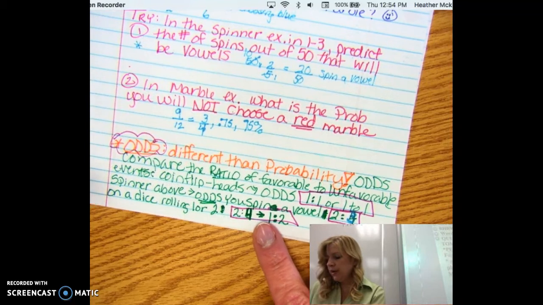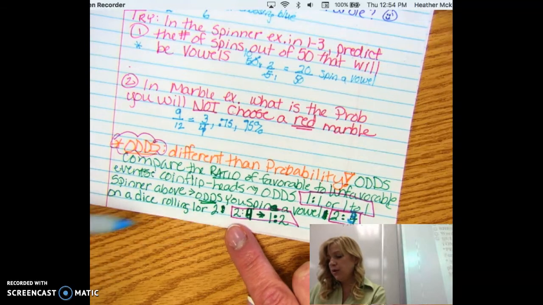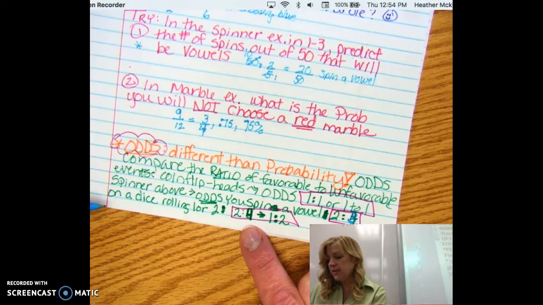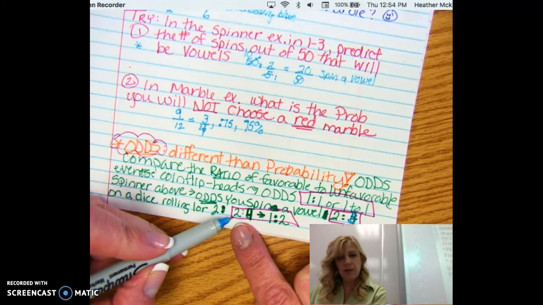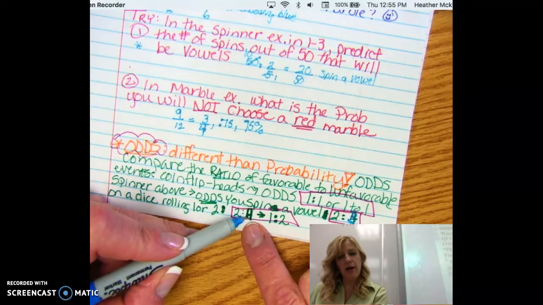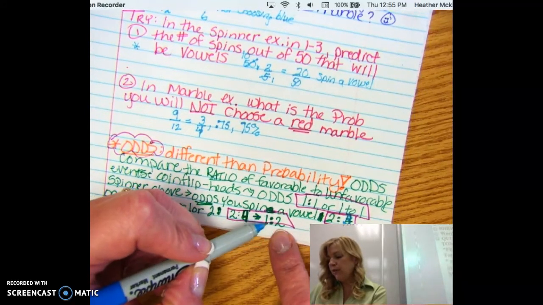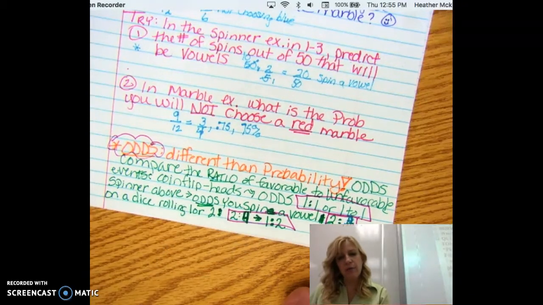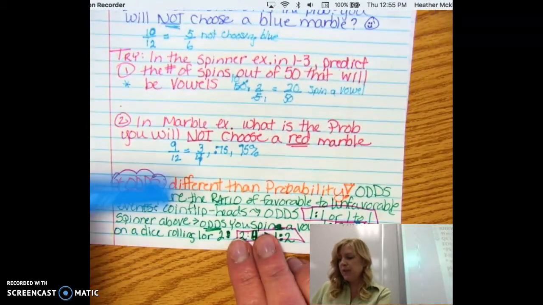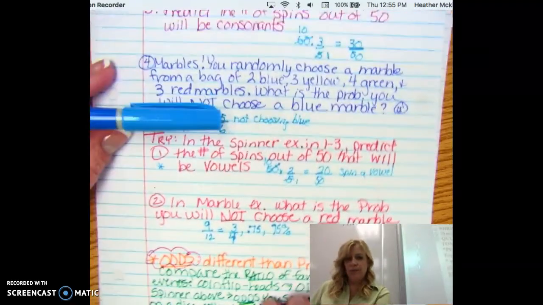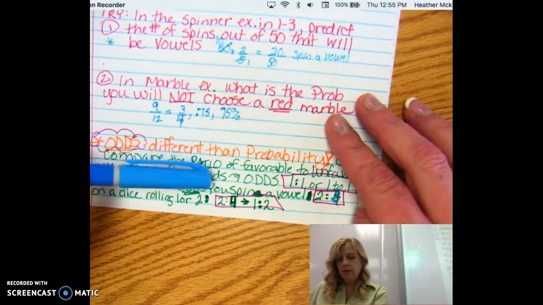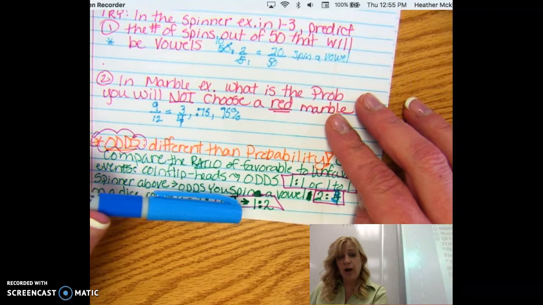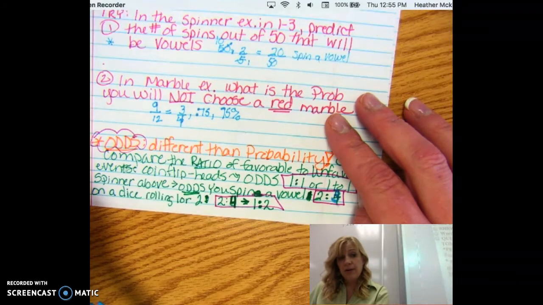If you were rolling a die, you have a 2 to 4 odds of rolling a 1 or a 2. Because there are 2 favorable outcomes and 4 unfavorable outcomes. You can reduce that to 1 favorable outcome per 2 unfavorable outcomes. So notice in probability, you're comparing your favorables to the whole. In odds, you're having a ratio of favorable to unfavorable. They are a little bit different.